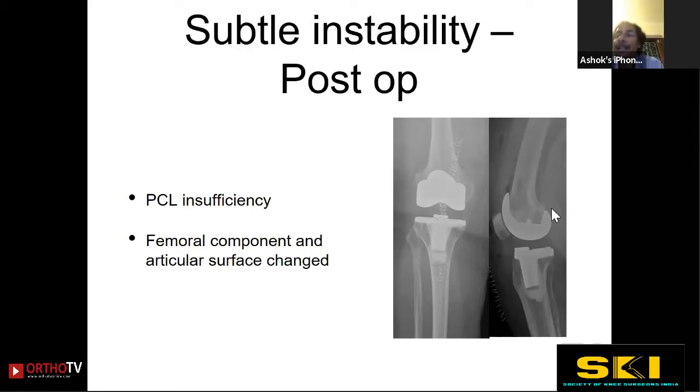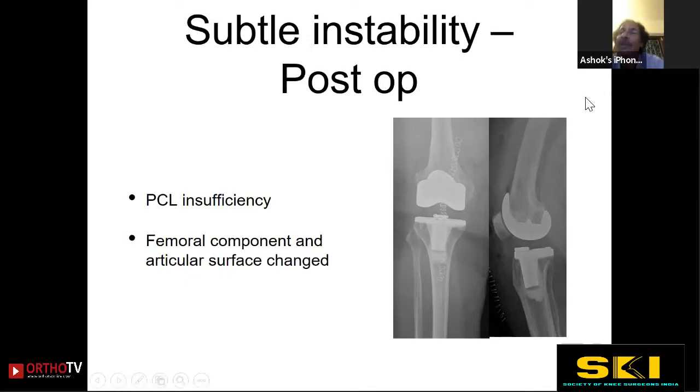One of the things that I want to mention on this lateral view is, when you're doing unconstrained revisions, one of the key components of the revision procedure is to pick out the right size of your femoral component, because that also takes care of your flexion gap. So you basically upsize your femoral component.